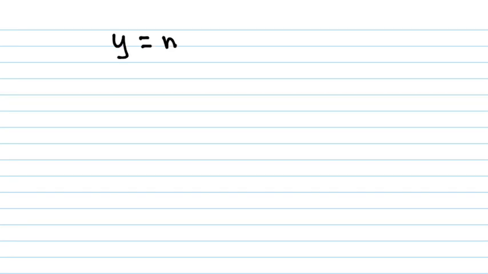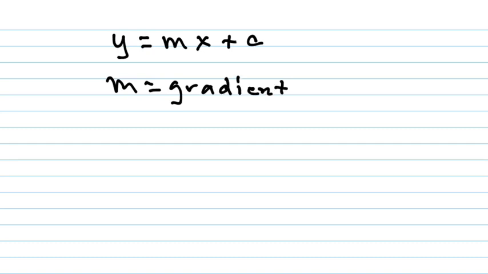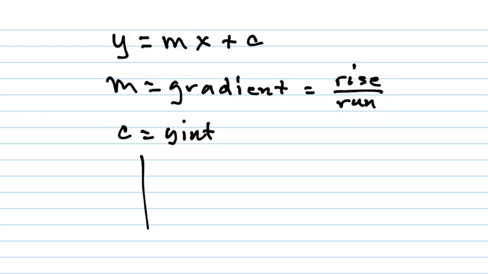Remember, if we have y equals mx plus b, m is the gradient. I'm sorry, plus c. I'll use c. In the States, we use b. M is the gradient, remember, and that's always written as rise over what? Run. Excellent. And c is the y-intercept. If we have that information, we can build a graph by simply plotting the y-intercept and then counting out the rise over run.